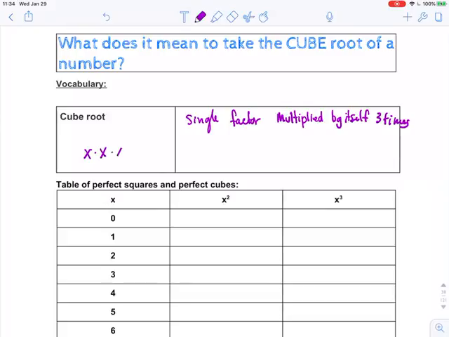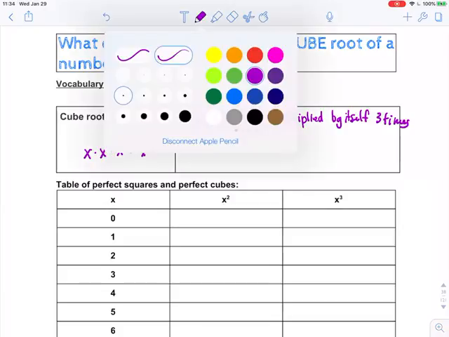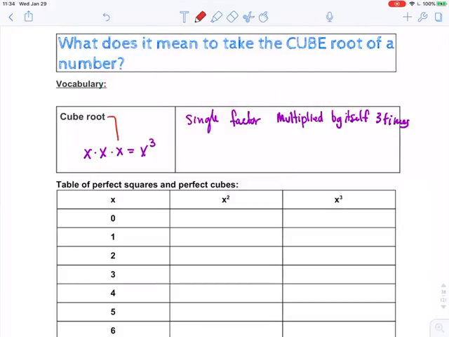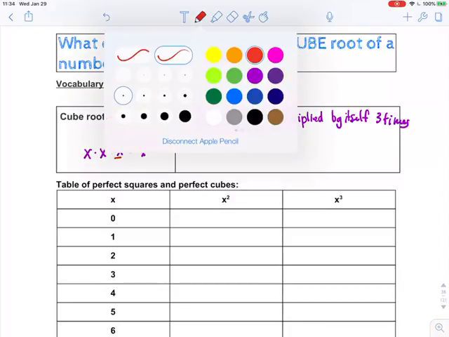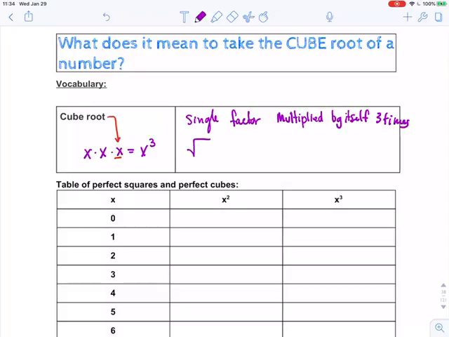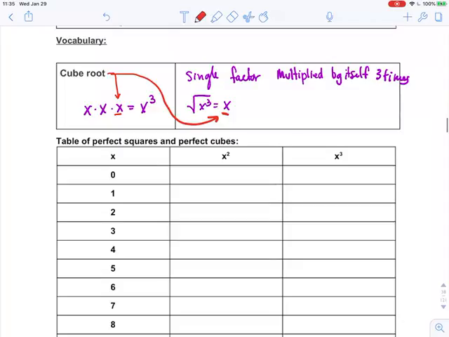Okay, for example, x times x times x equals x cubed. The cube root is just one of them. So if you were to find the cube root of x cubed, it would just be x. One of those numbers that were the same. So just like squares or square roots, exactly the same idea, except instead of needing 2, you need 3.